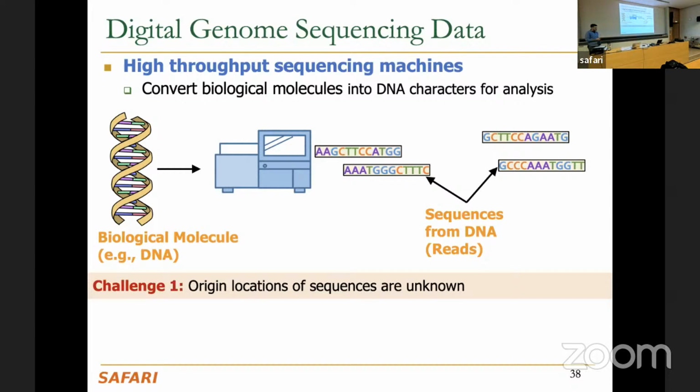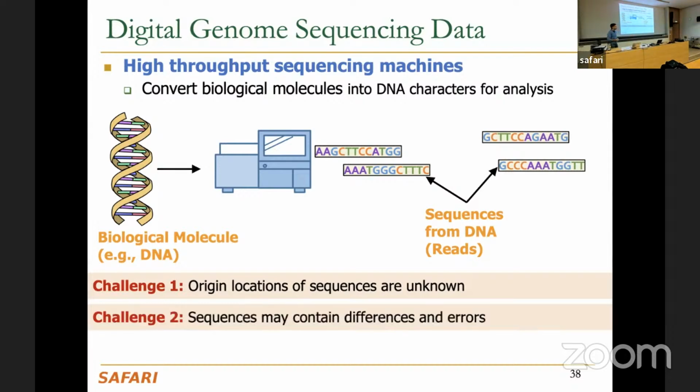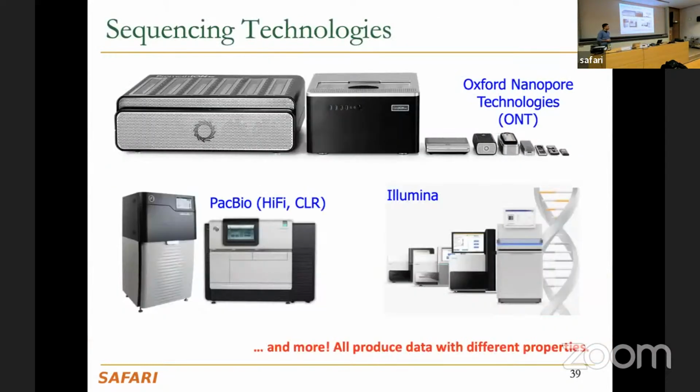So one challenge is, once we create this digital data, we don't know the origin locations of these sequences in the genome, right? So one goal would be to identify where they are coming from in your genome. The second is, these sequences are not fully accurate. They're going to contain errors that are perhaps introduced by the sequencing device due to its imperfections. And we have many of these sequences that we need to analyze quickly. So these are the challenges we're trying to solve.